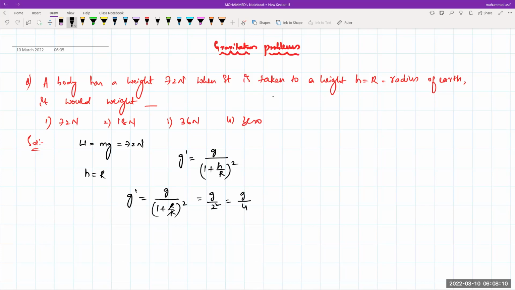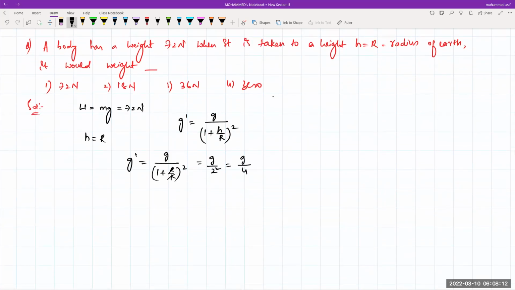Now what will be the weight at that time? W dash equals m into g dash, that is equal to mg by 4. That means 72 divided by 4, which is equal to 18 Newton. 18 Newton will be the answer. Clear?